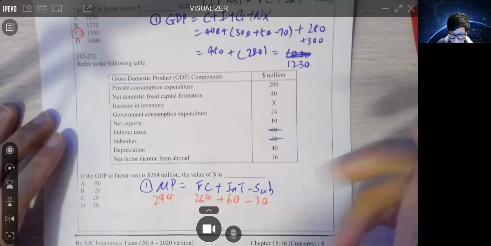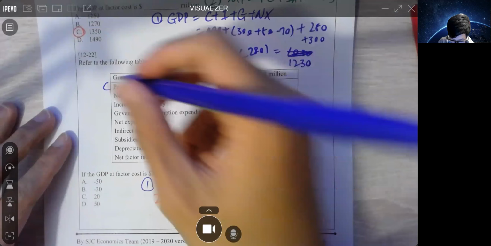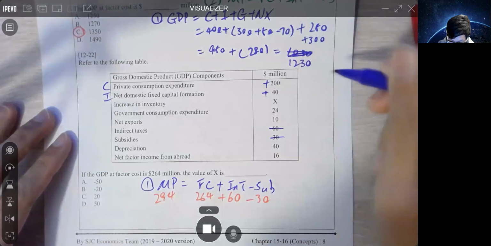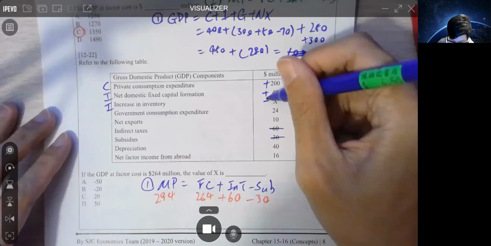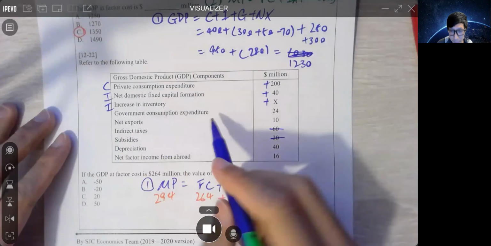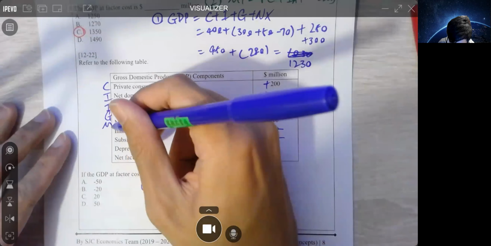This one, private consumption expenditure, C. Net domestic fixed capital formation, part of I. Increase in inventory, part of I. I'll add them up first. Government consumption expenditure, G. Net export, NX. Okay. Depreciation, part of I.